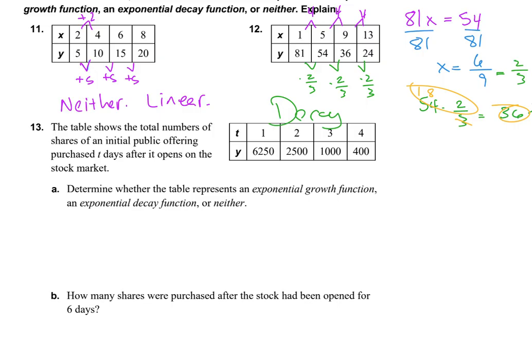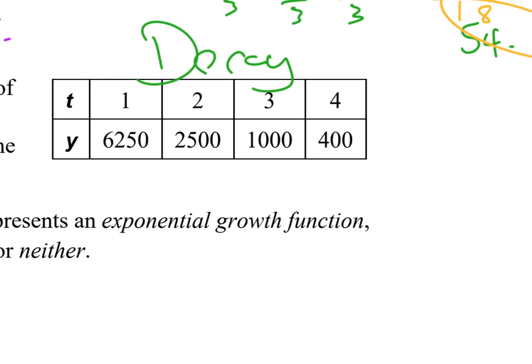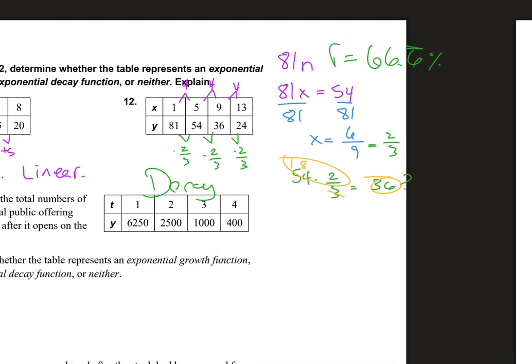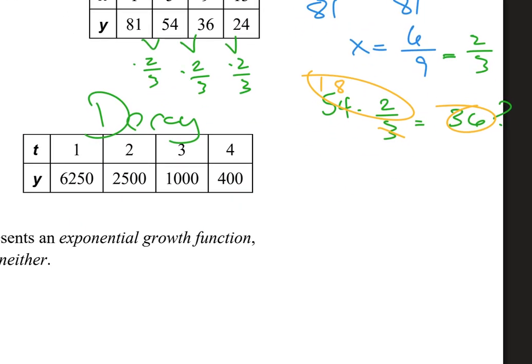Next, the table shows the total number of shares of an initial public offering purchased T days after it opens on the stock market. Determine whether the table represents exponential growth, decay, or neither. Okay, same thing. So here it's a difference of 600, a difference of 1,500. I mean, we can pretty much stop there to go, yeah, this is not going to be linear.